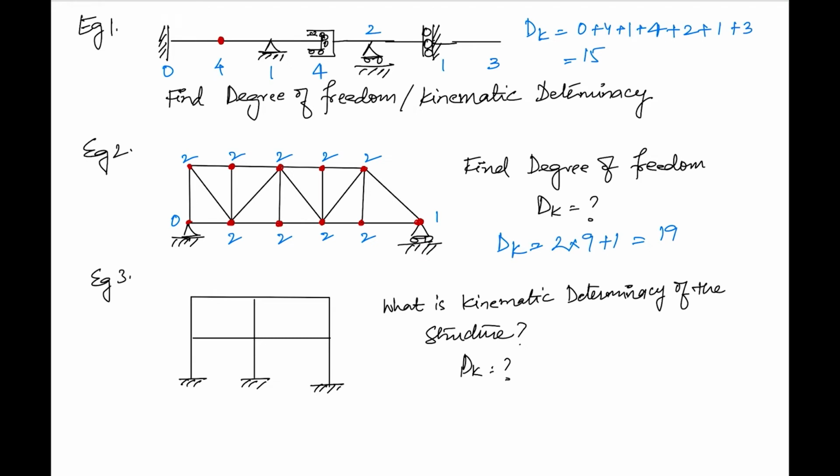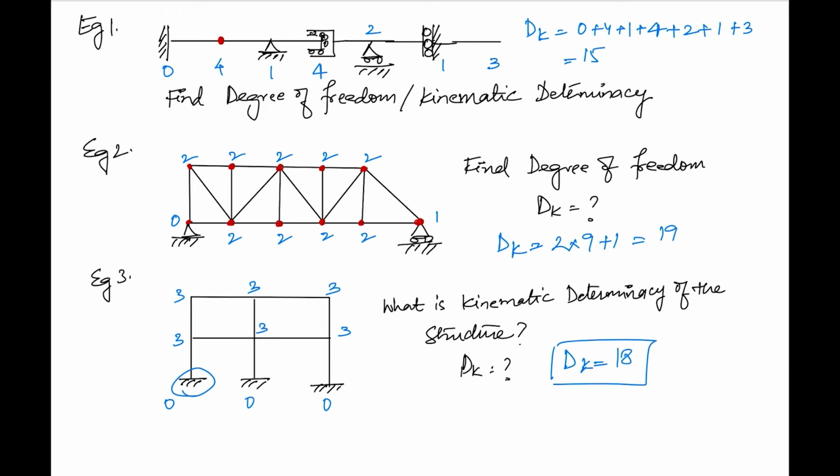Moving on, we will see the kinematic determinacy of the structure for the third example. It is a rigid joint frame. The degree of freedom for a fixed joint is 0. Similarly for this and this it becomes 0. Next, for each of these rigid joints we have seen the degree of freedom is 3. So there are 6 joints, 6 times 3, and the degree of freedom is equal to 18.